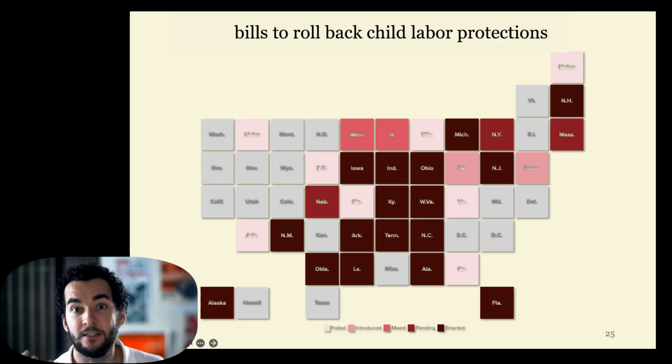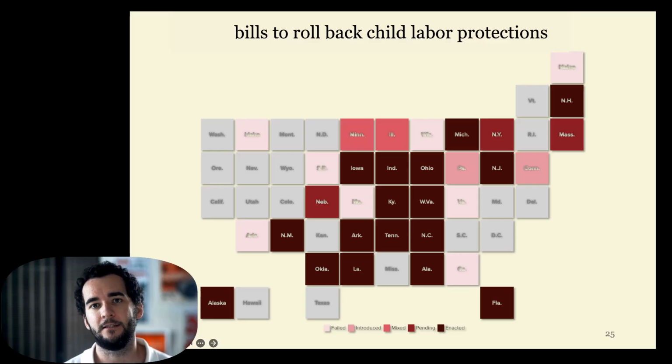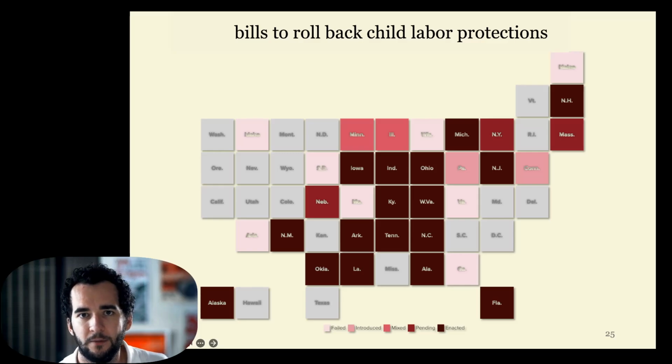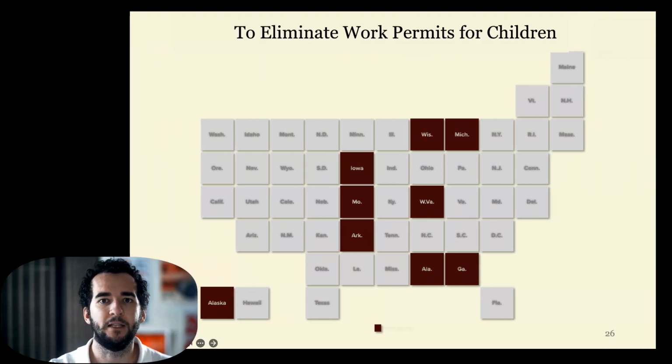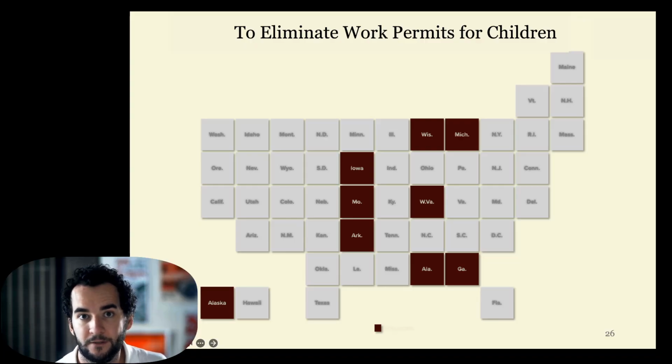And that is because since 2021, at least 61 bills to roll back child labor protections have been introduced in 29 states, and at least 17 of those bills have been enacted in 13 states. The intent of these bills is to strip back child labor protections, and they have bipartisan support in both traditionally blue and red states. The intent of these bills is to eliminate the need for work permits.